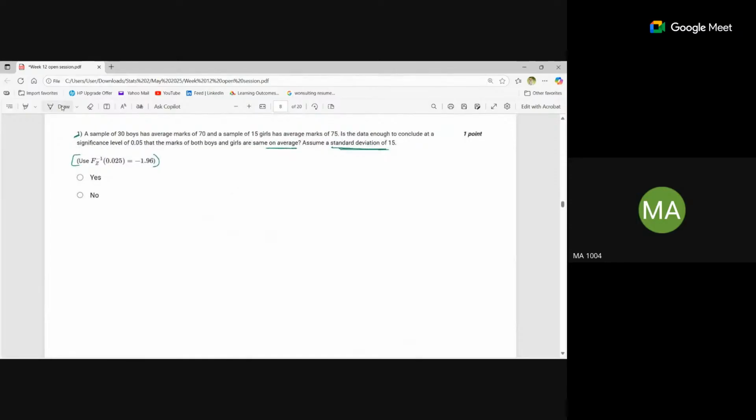Now you guys tell me what is my null hypothesis. A small question: when they say standard deviation of 15, is it the sample standard deviation or the population standard deviation? This is the population standard deviation. They would mention sample standard deviation if it were for the sample. In the previous question, the population standard deviation was unknown and the sample standard deviation was given. Okay. Now you guys tell me what is my null hypothesis here.